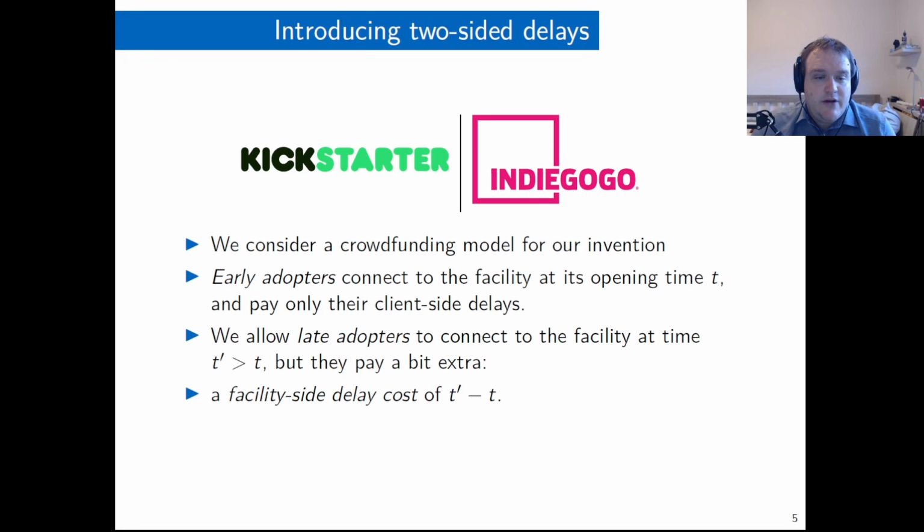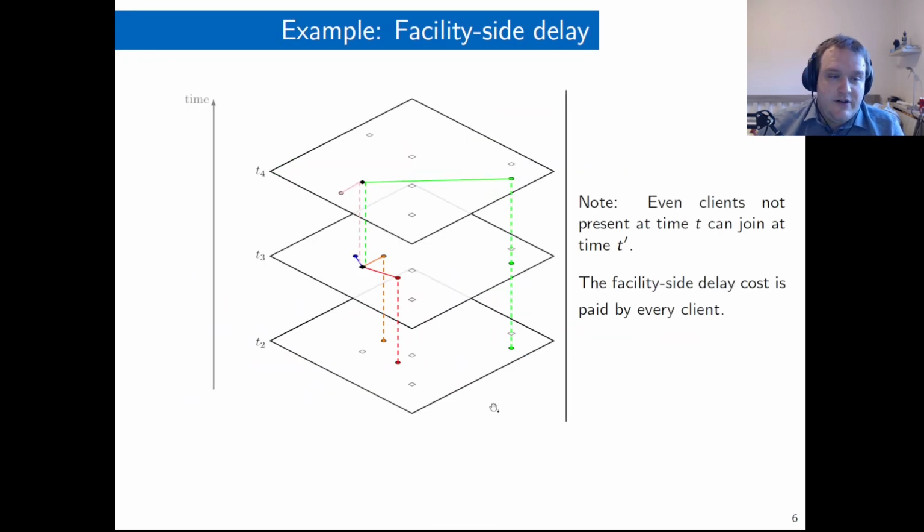In this two-sided model, we allow late adopters to connect to the facility at time t prime later than we did the run, but they have to pay a facility side delay cost of t prime minus t. Right? Let's see it on the picture. So we had the pink and the green client that were not connected at time t4, but we can now connect them in this two-sided model.